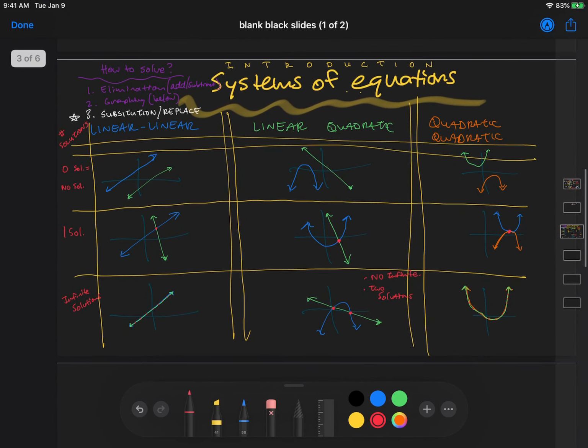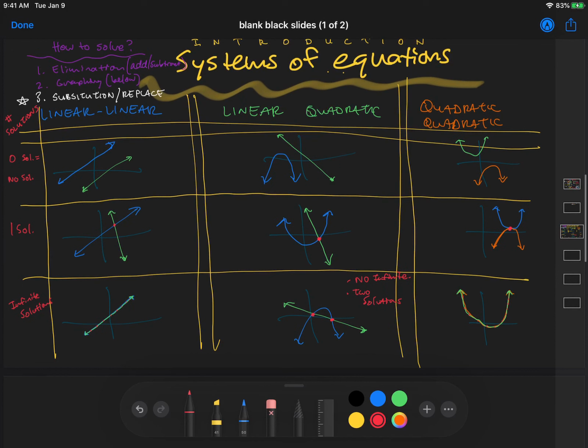Okay, so that's the introduction of solving systems of equations: linear and linear, linear and quadratic, quadratic and quadratic. And then we're going to be focusing on the substitution method.